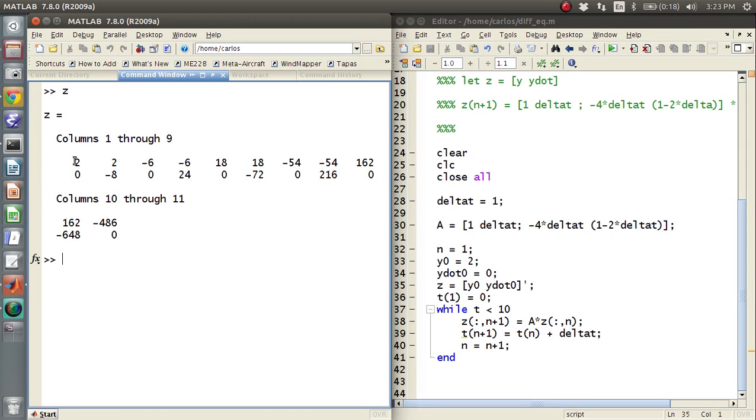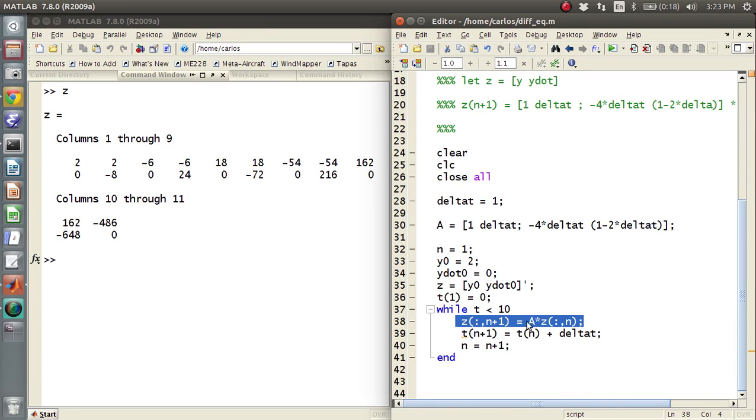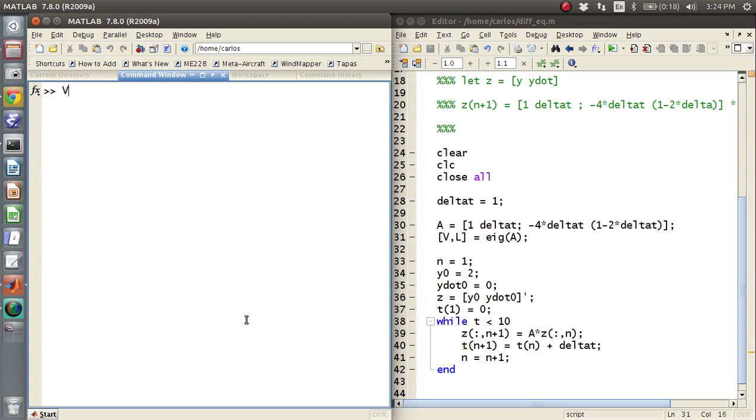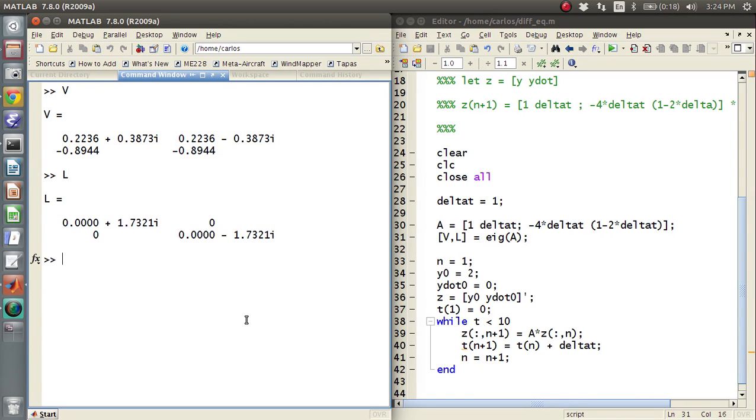Now look, the initial condition was 2, 0, and then it was 2, negative 8, negative 6, 0. Notice this really reduced the equations to something super simple. Now I'm going to use eigenvectors and eigenvalues, and I'm going to do v comma l equals eig of A, and I'm going to make sure that v is correct and l is correct.